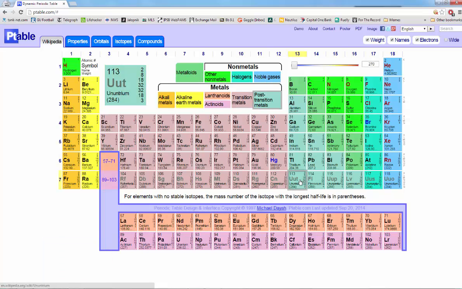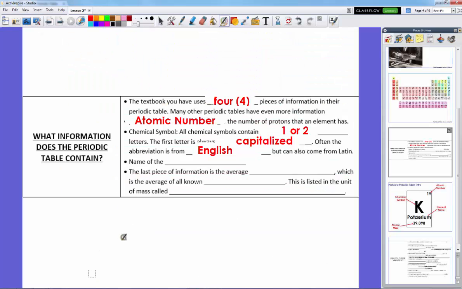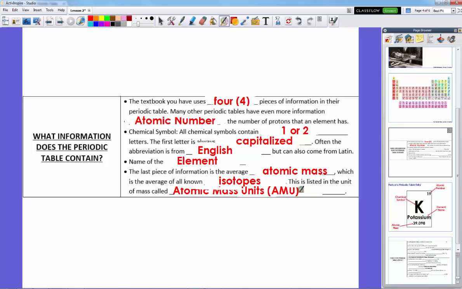Sometimes you'll have 3 letters for these other elements, but not all of them have been completely discovered yet, which I'll talk about more in class. Of course, below that you'll have the name of the element, and the last piece of information is the average atomic mass, which is the average of all known isotopes of that element. And of course, that's listed in atomic mass units, or AMUs.